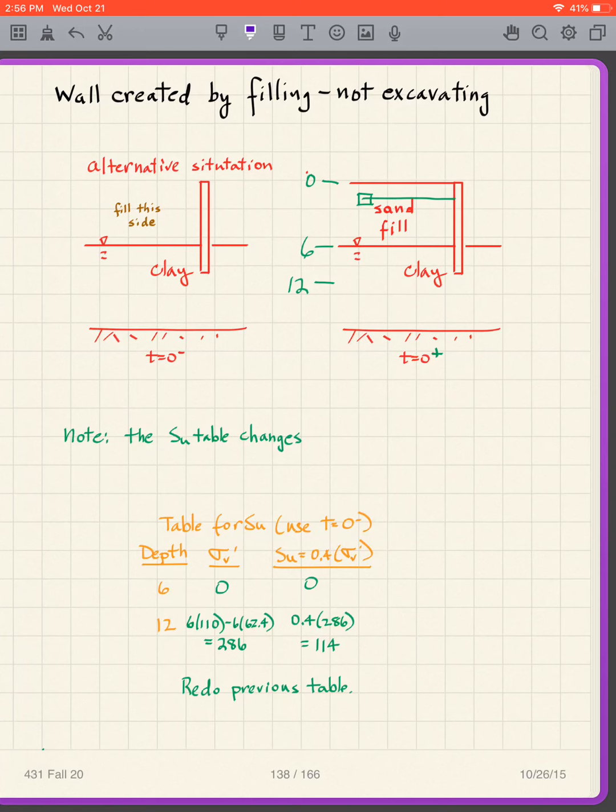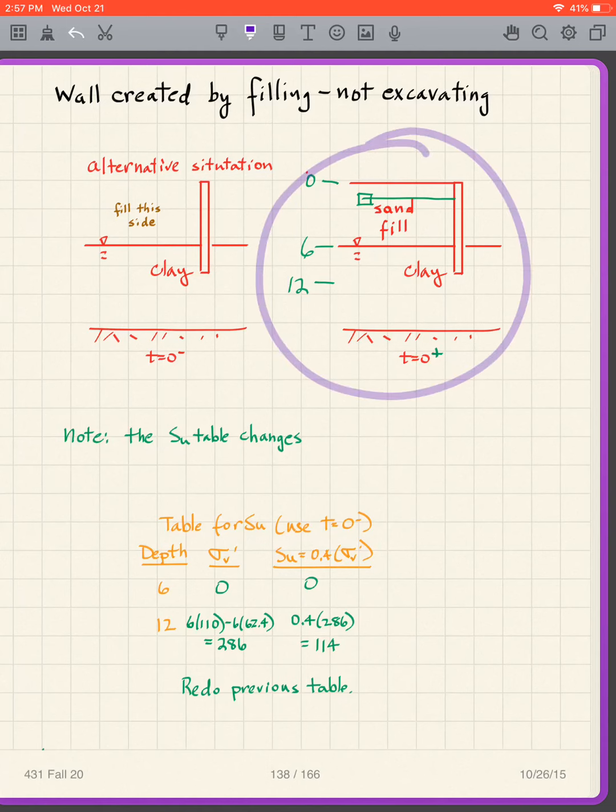In contrast, we can create a wall by filling, not excavating. How do we do that? Well, here's my t equals 0 minus situation. For instance, I have clay here, and I have my wall sticking up out of the ground. And then I fill this side, so there's my sand fill. I have my anchor, and I have the same depths, 0, 6, and 12. So interestingly enough, the end picture is the same. In other words, if I look at this picture at t equals 0 plus, I've got 6 feet of sand, 6 feet of clay, basically.